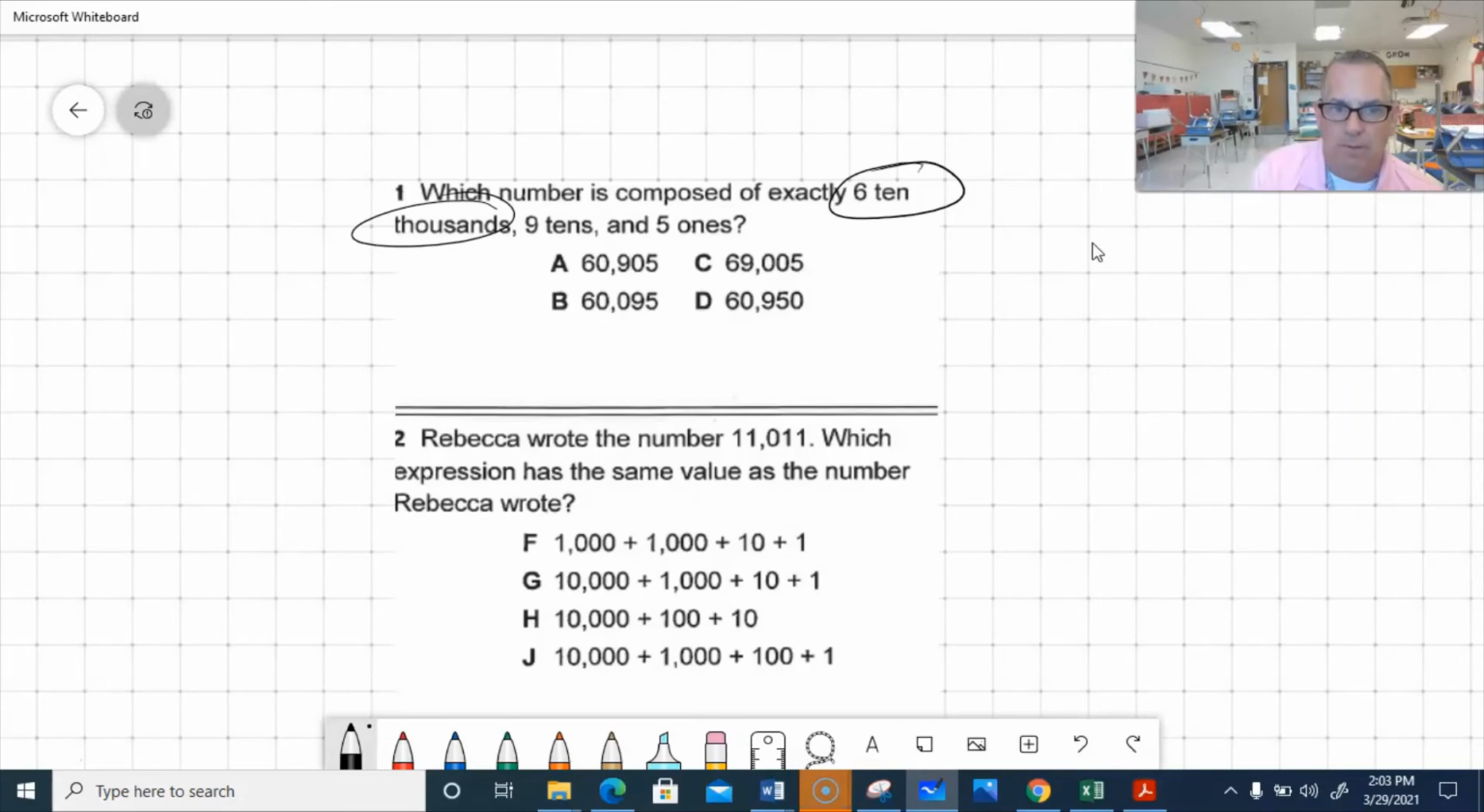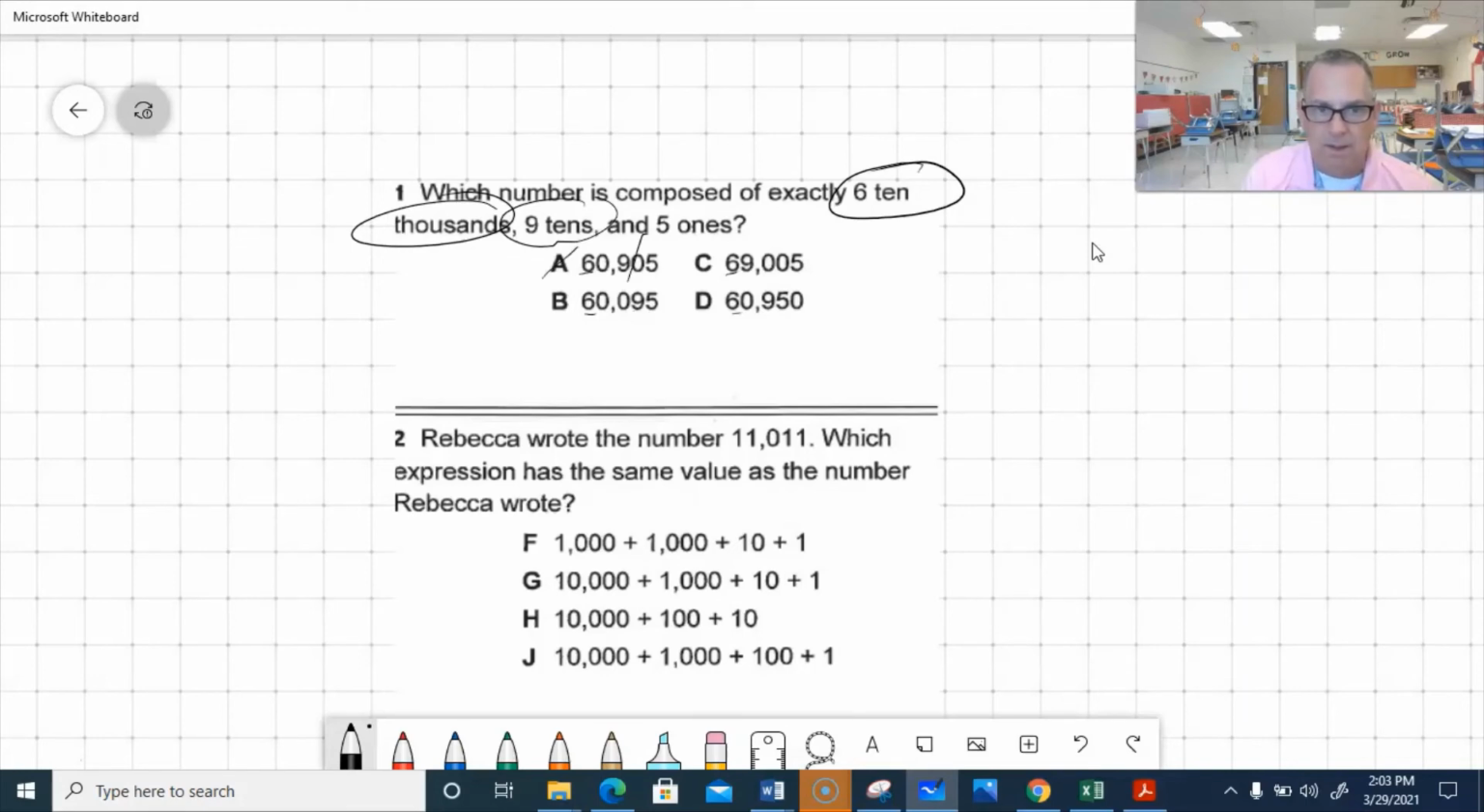And that one has 6 10,000s. That one has 6 10,000s. That one does, and that one. So they all have 6 10,000s. Next thing I'll look for is 9 tens. So 9 tens. This has 9 hundreds. It does not have 9 tens. So I eliminate that one.